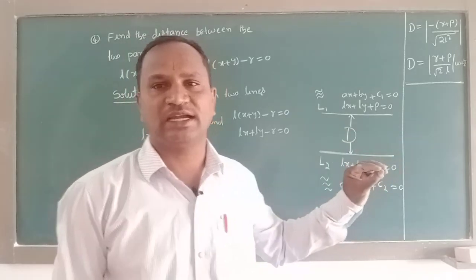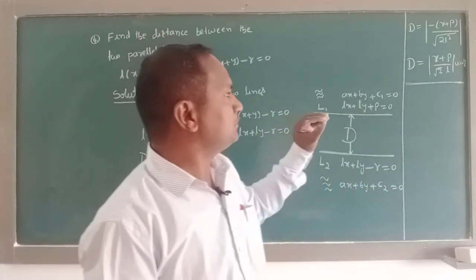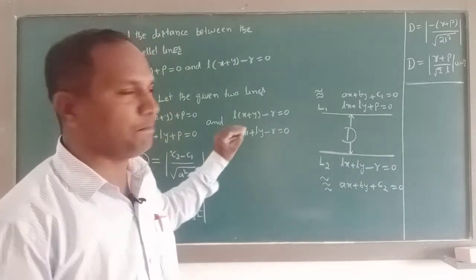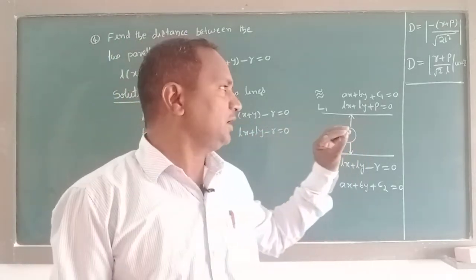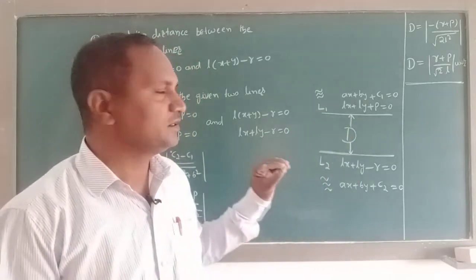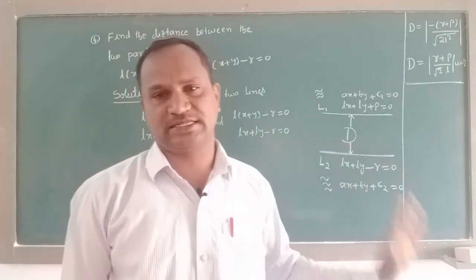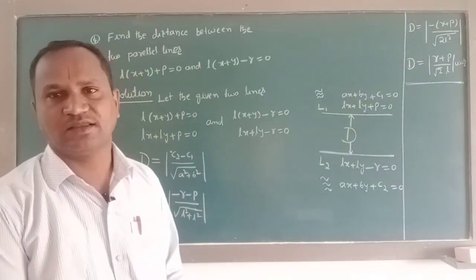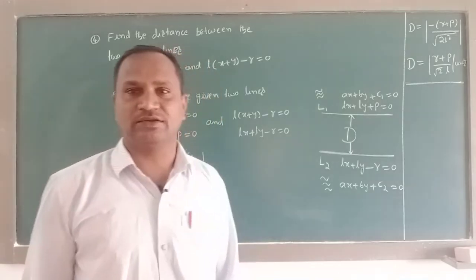Finally, we have written that the distance between the two given parallel lines is d equal to modulus of r plus p, whole divided by root 2 l units. Like that we gave the solution for this question. Now we are going to solve another question.